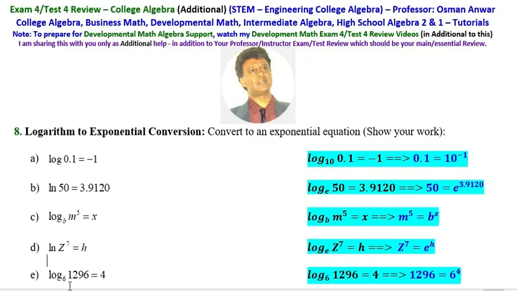E, log base 6 of 1296 equals 4. Take 6, raise it to the 4, drop the log, that is 1296 equals 6 to the 4.